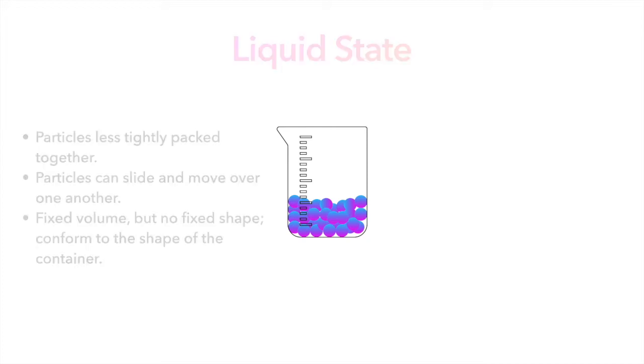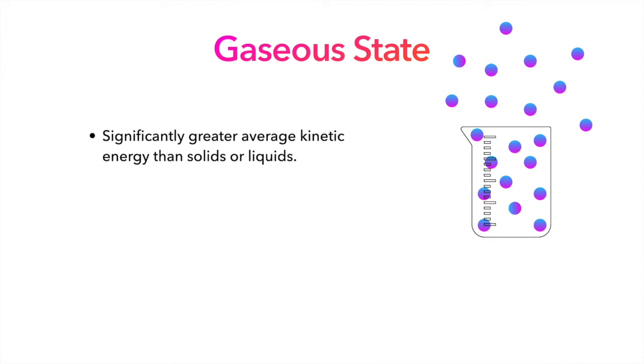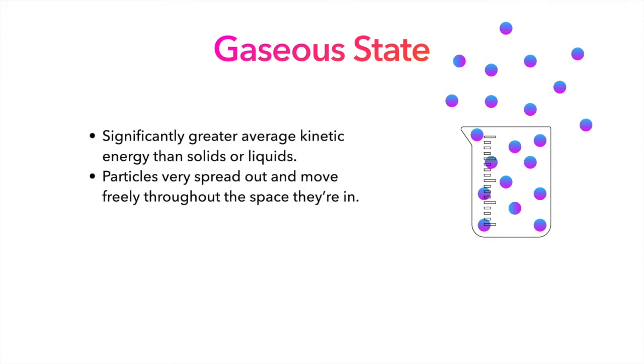Now imagine we begin heating this pot of water on the stove. By heating the water, we're giving the water molecules even more kinetic energy, such that some of them will form water vapor. That is, they will become a gas. Gaseous particles have a far greater average kinetic energy than solids or liquids, and their particles are very spread out. The particles move freely throughout the space they're in, and they have no fixed shape or volume. Out of the three most basic states of matter, solid, liquid, and gas, gaseous particles have the greatest kinetic energy.